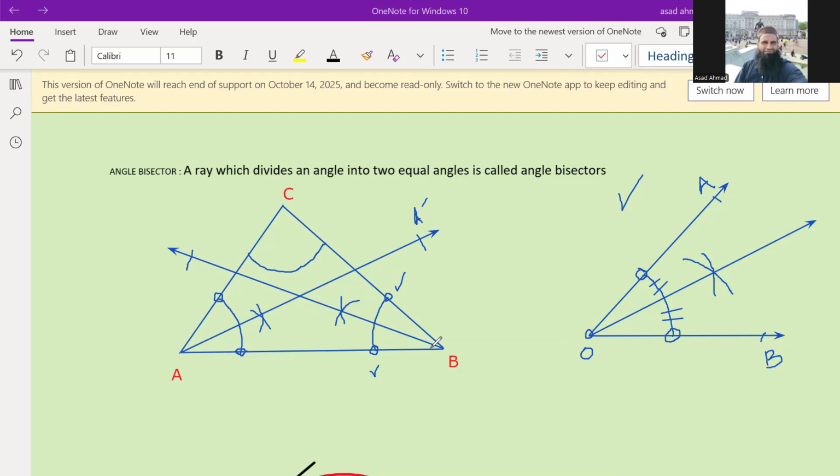So this line, this ray BB dash will be formed. This will be the angle bisector for angle B. And the same process will be repeated for the third side.